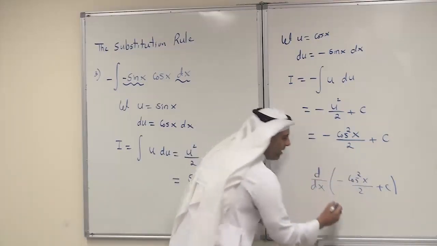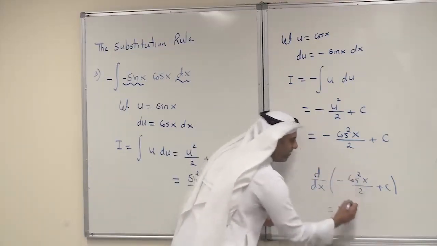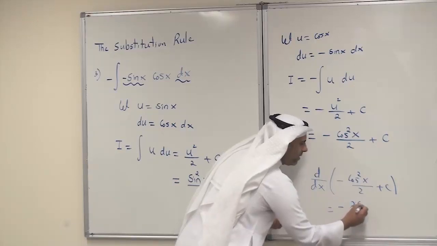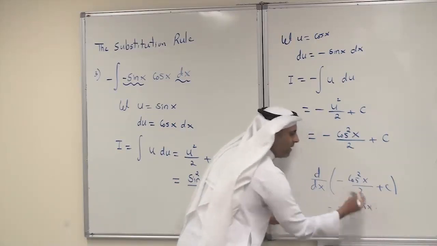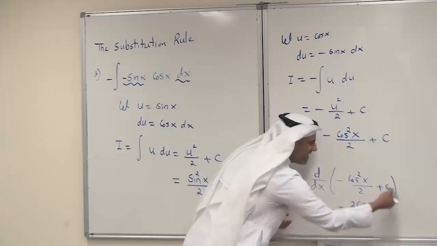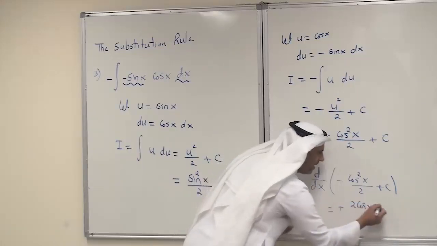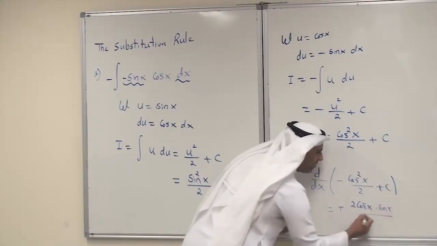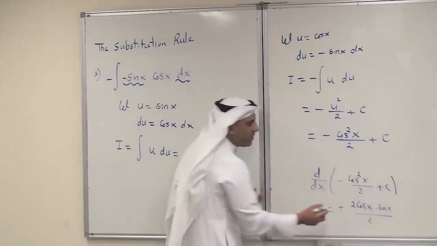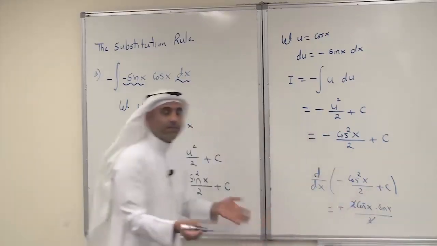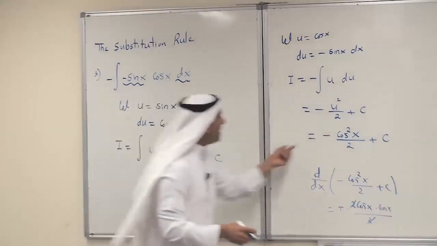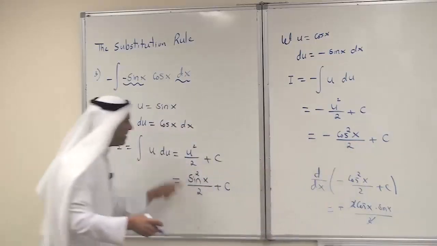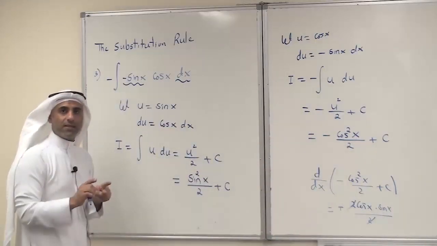Using the chain rule, we have minus 2 cosine of x to the power 1 times the derivative of cosine, which is minus sine. So this is plus, and this is sine of x divided by 2. The derivative of c is equal to 0. Again, we are recovering the function. Yes, at the end of the day, we have a different form of the final answer, but both of them are correct.